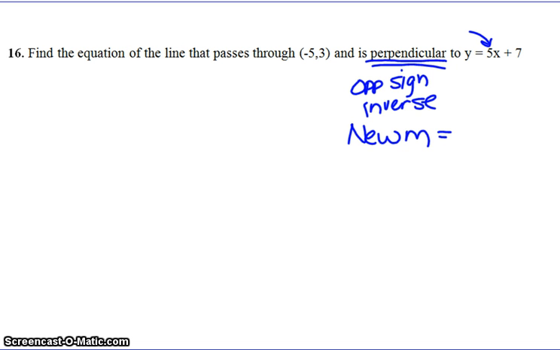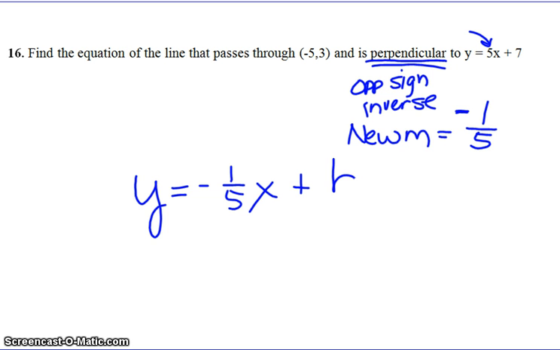All right, so flip of that. The flip of 5 over 1 is 1 over 5. And this is a positive, so this one has to be negative. So my slope here is negative 1/5, we're going to be at y equals -1/5 x. And we have to add some unknown b. We have to figure out what that is.